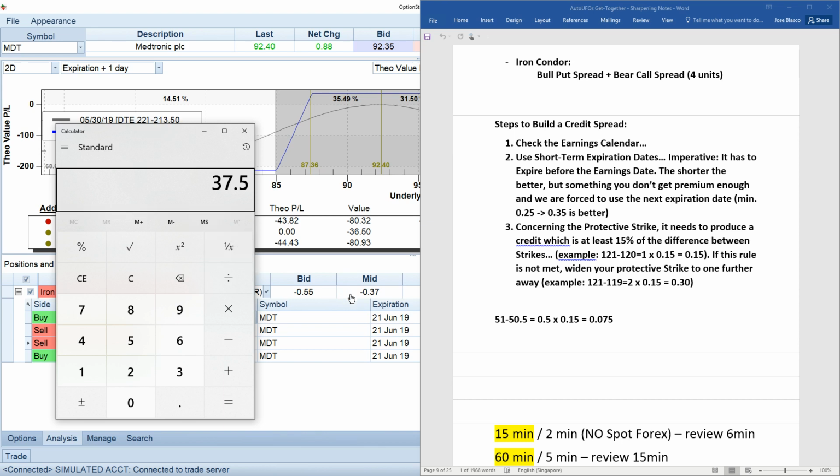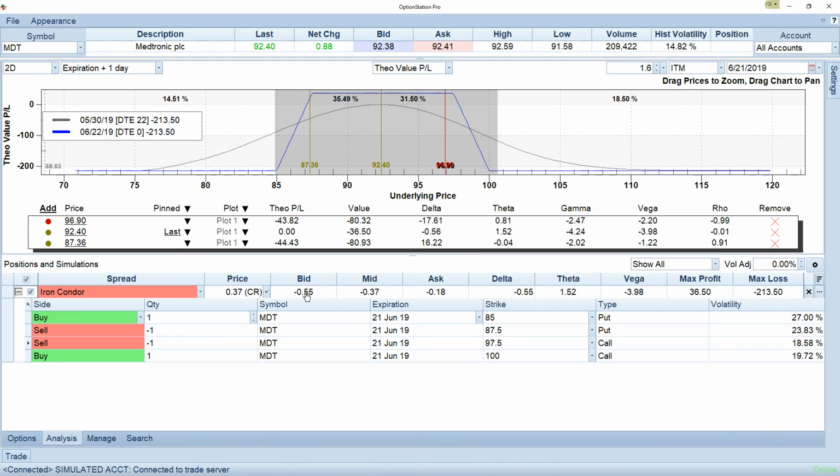And how much are we getting paid? We are getting paid 37, so we are borderline with accepting the trade. Actually, a couple of minutes ago, it was showing us 39. So this trade, given the fact that the bid is 55 and the ask is 18, you could certainly shave the price of that spread.